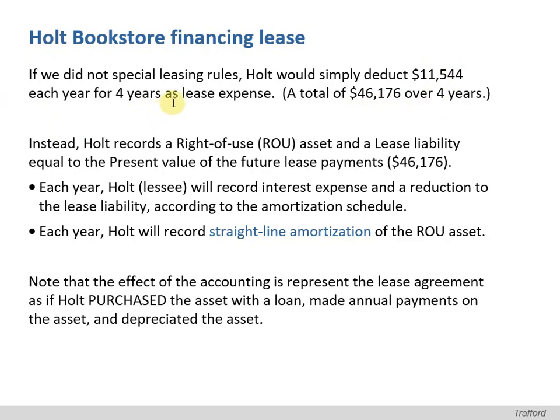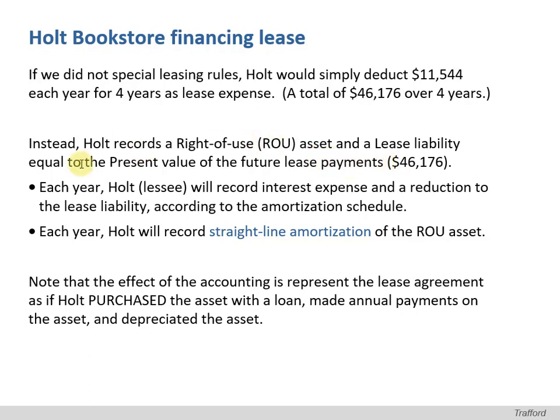Instead of that simple accounting, Holt will instead record a right-of-use asset and a lease liability equal to the present value of those lease payments. The lease payments totaled $46,176. The present value of those payments was $40,000, as you recall.